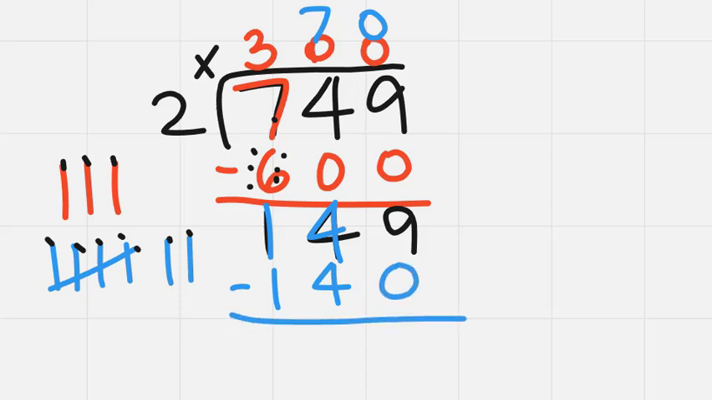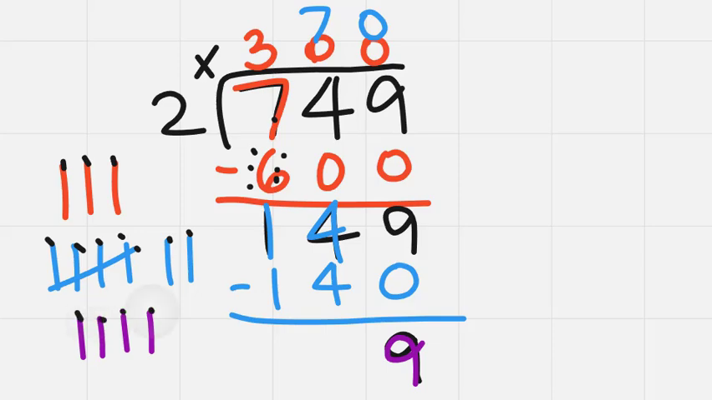And then we'll subtract. 9 minus 0 is 9. 4 minus 4 is nothing. 1 minus 1 is nothing. So we can ignore that. Now we're going to look at the next number to divide again. The number 9. We're going to count by 2 until we get as close as we can to the number 9 without going over. 2, 4, 6, 8, 10. That's too high, so we stop at 8.